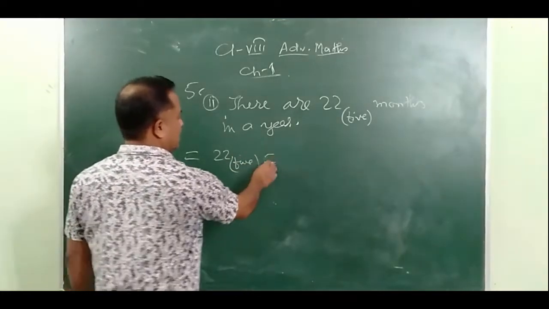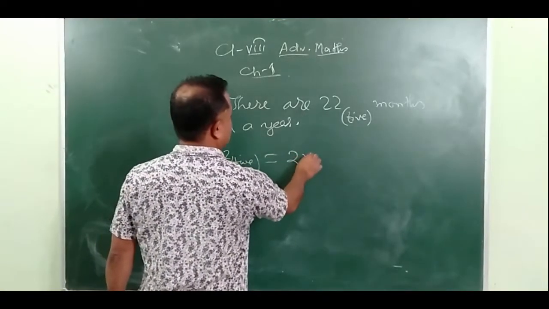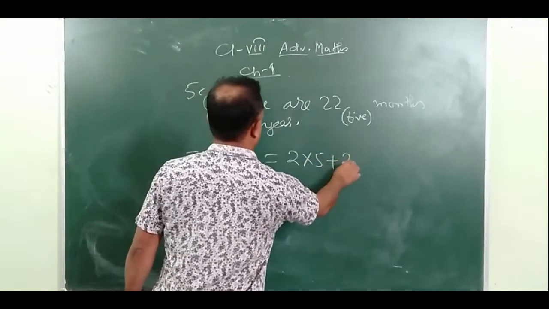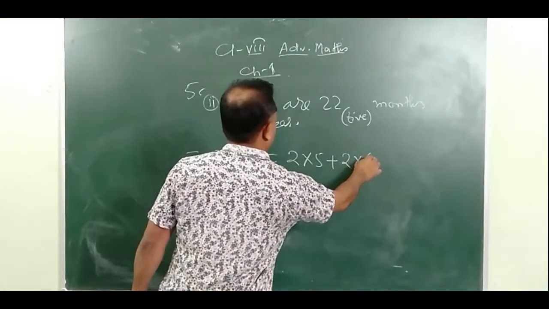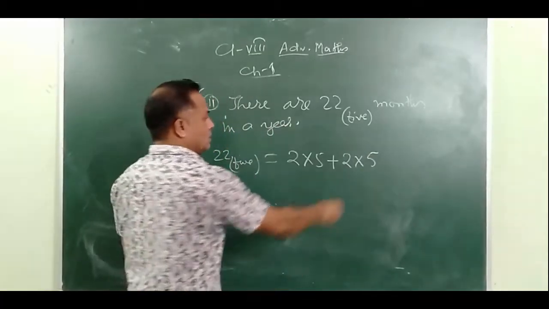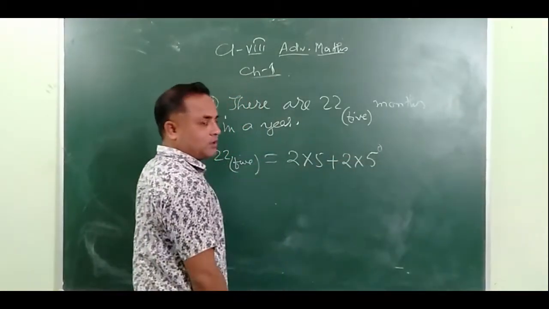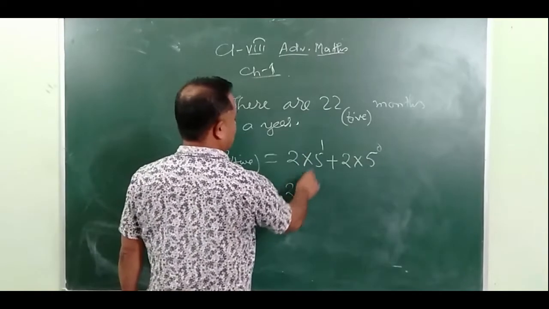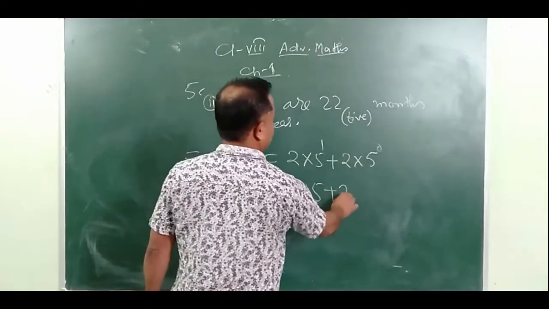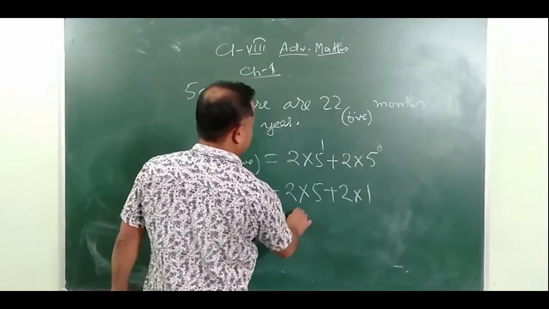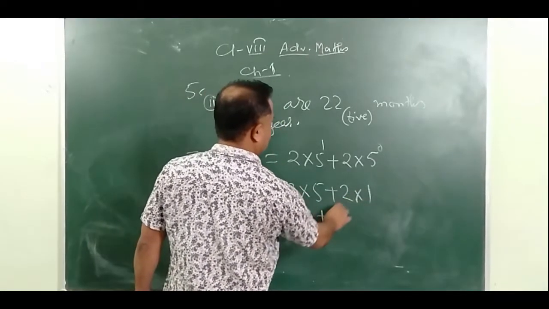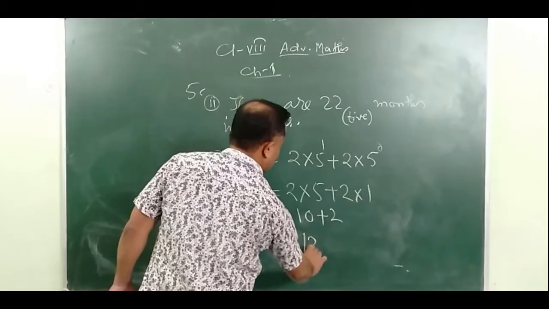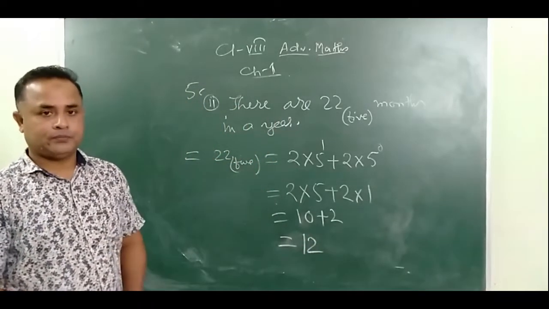22 to the base 5. This one we can write like this: 2 into 5 plus 2 into 5. The first power will be 0. The next one will go on increasing, it is 1. 2 into 5 to the power 1 is 5 plus 2 into 1. That is 10 plus 2 into 1 is 2. That is 12.